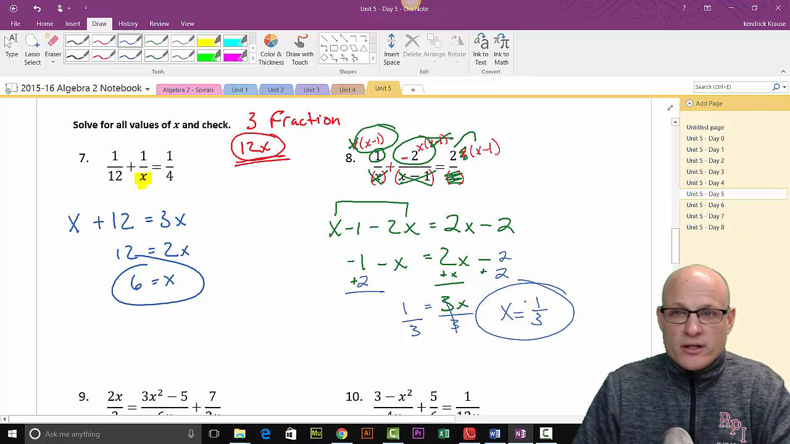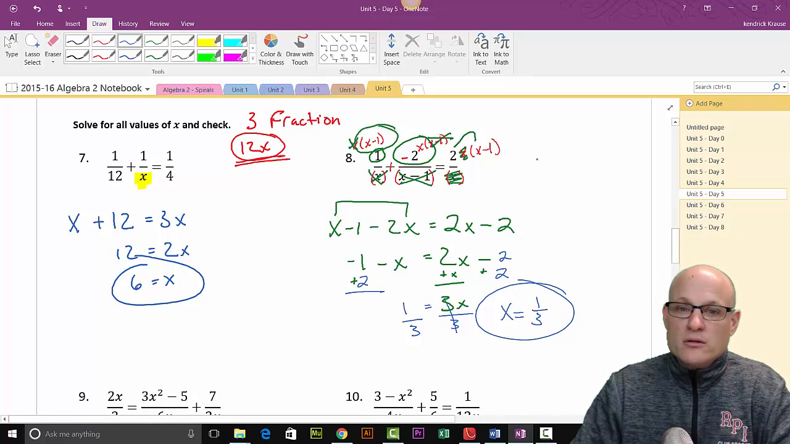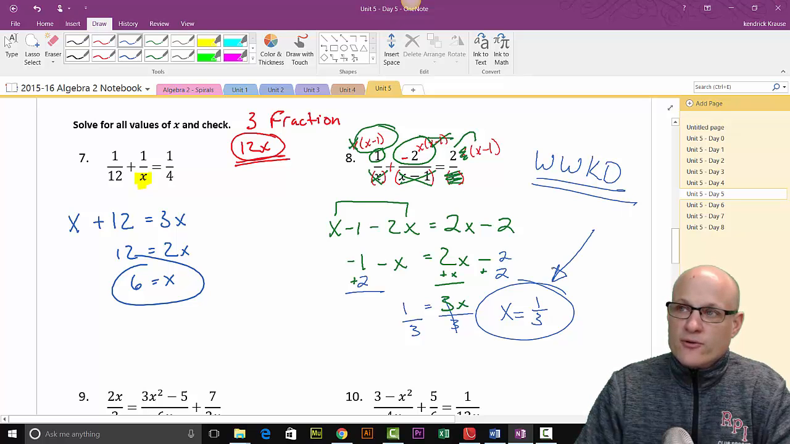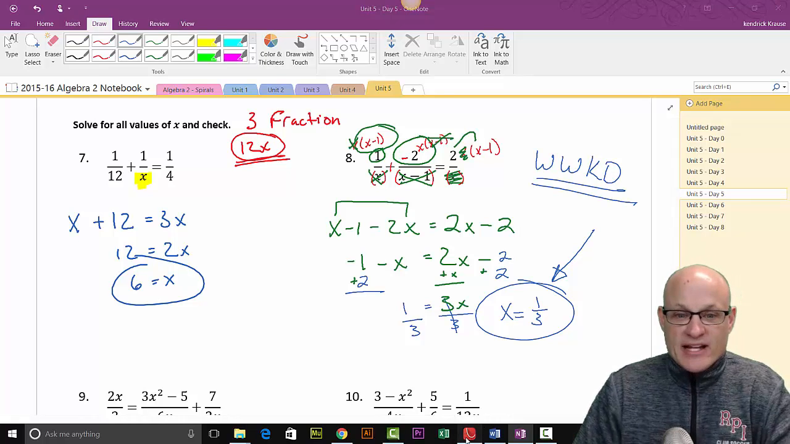Shoot, I wonder what I did wrong. What would Krauss do? WWKD. What would Krauss do? He would check this first before going back and erasing all of his work, verifying that indeed, in fact, I might have gotten it wrong or might have gotten it right. He would check his work. That's what I'm going to do.